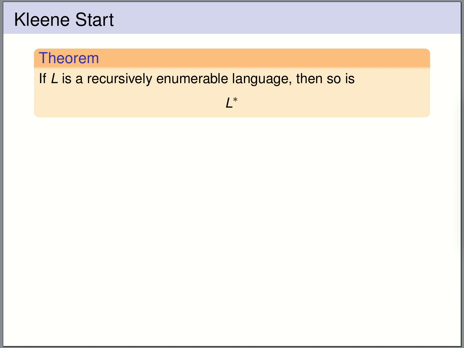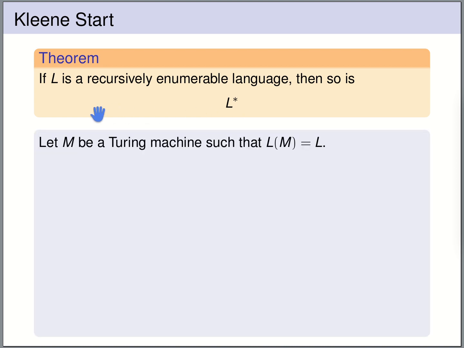The class of recursively enumerable languages is closed under the Kleene star operation. So if L is a recursively enumerable language, then also L star is. Let's prove this. Since L is recursively enumerable, there exists a Turing machine M that accepts the language L.